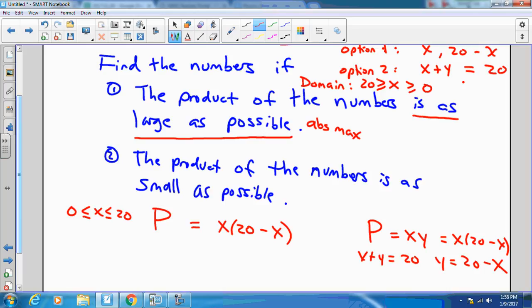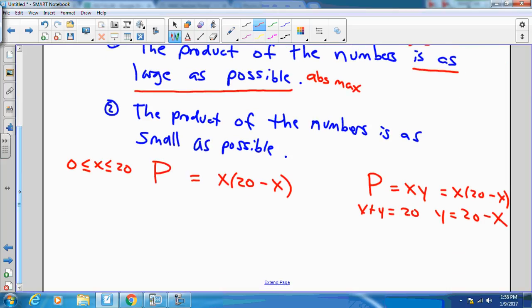Our function is continuous on the closed and bounded domain, and so we can appeal to our critical point and endpoint method. We can identify the critical points, and we can identify the endpoints. So we're going to list them, and I just recommend writing the word candidates right here. And our first candidates are going to be the endpoints of our domain. X equals 0 and x equals 20.